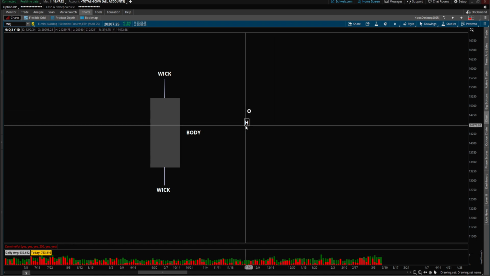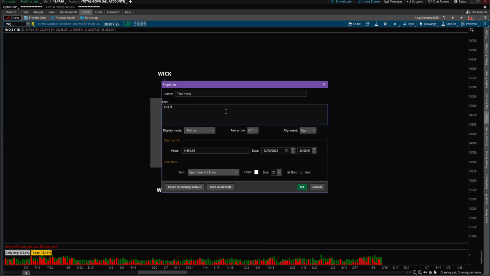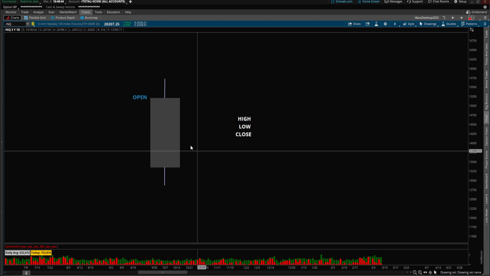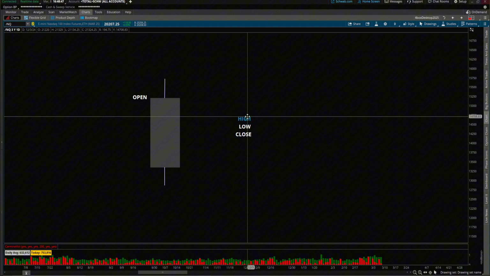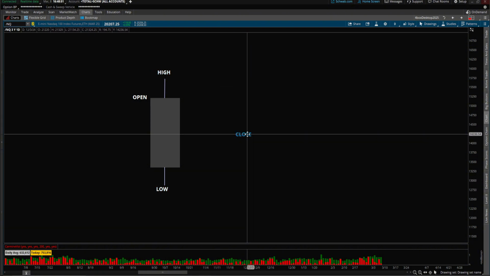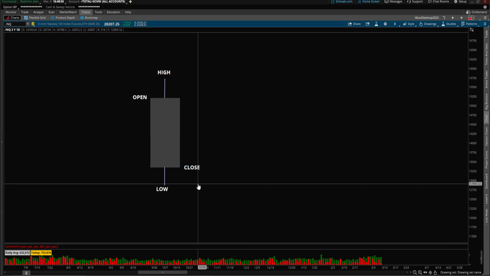The body and the wicks are formed by the OHLC of a candlestick. OHLC stands for open, high, low, close, and it's basically what the name says. The open is the opening price of the candle, the high is the highest price of the candle, the low is the lowest price of the candle, and the close is the closing price of the candle. This is all relative to the specific time frame you're viewing the candlestick in.